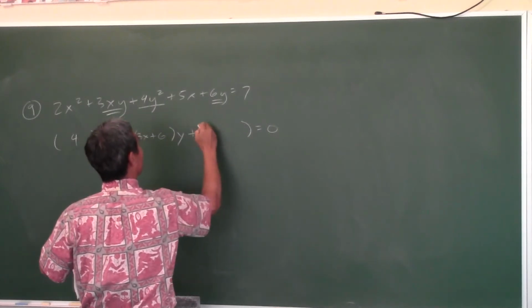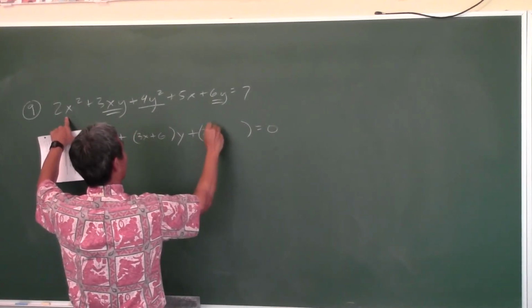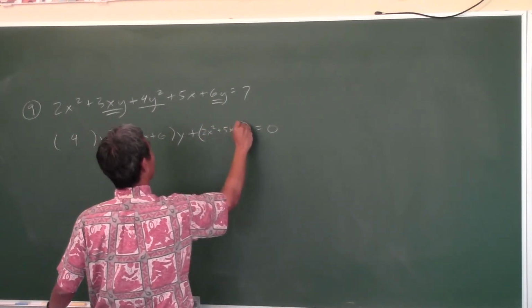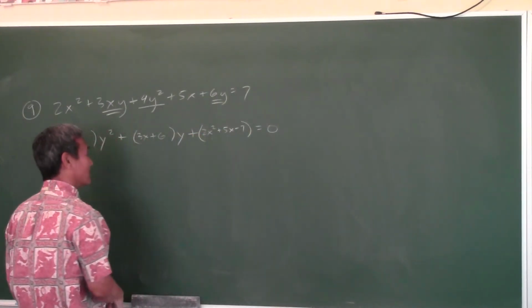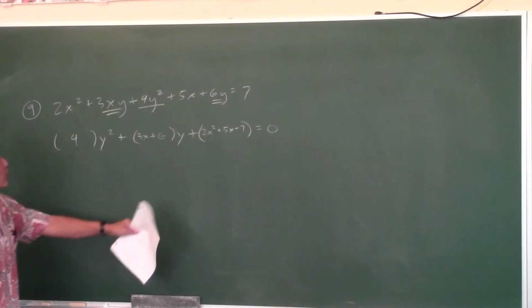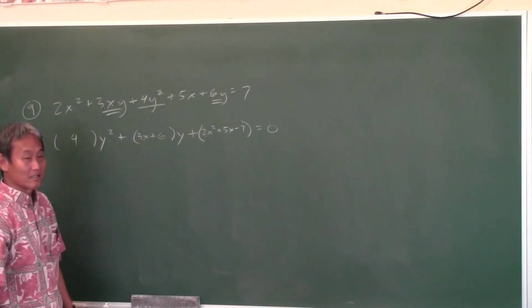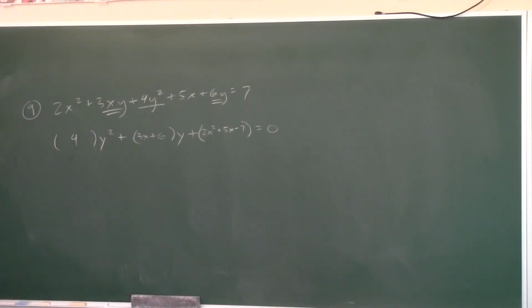I guess we need more space here. So you've got 2x squared plus 5x minus 7. You've got to bring it to this side now. Don't make a foolish mistake and put plus 7 there, or it's going to come out wild, the graph. Okay, now just throw it into the quadratic formula.